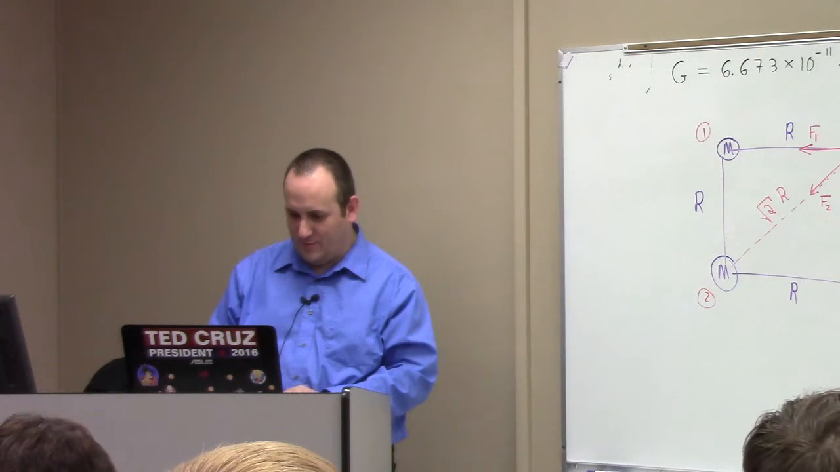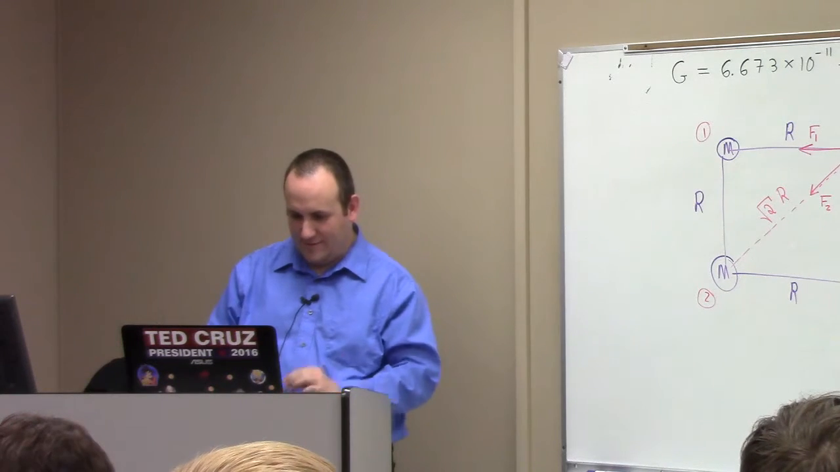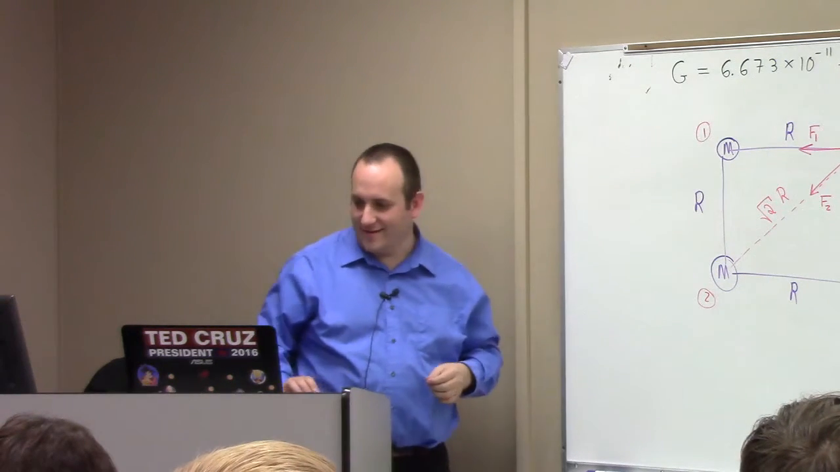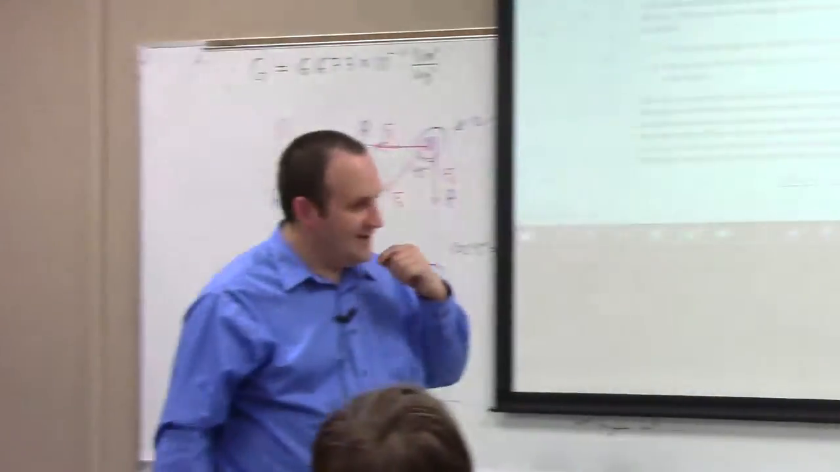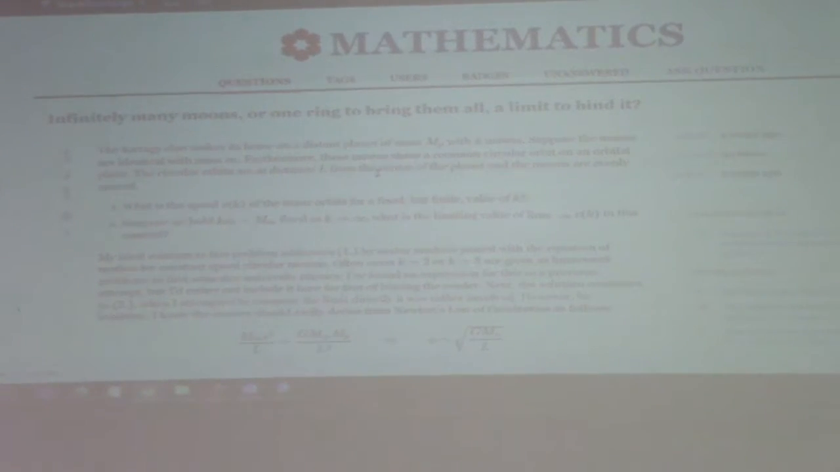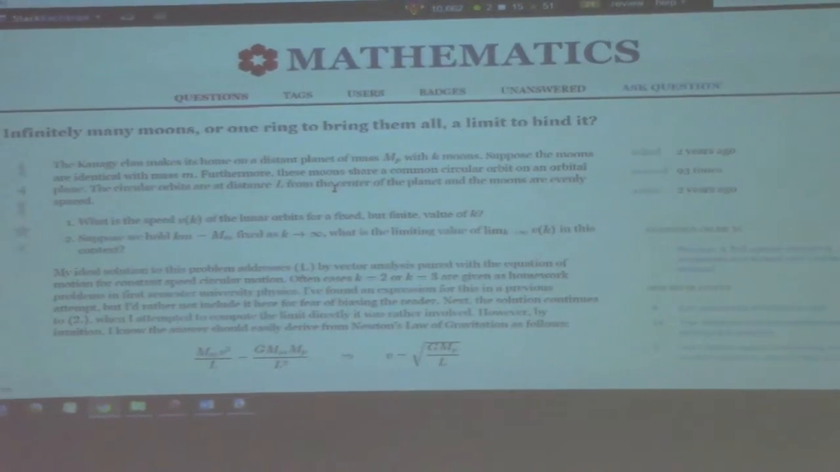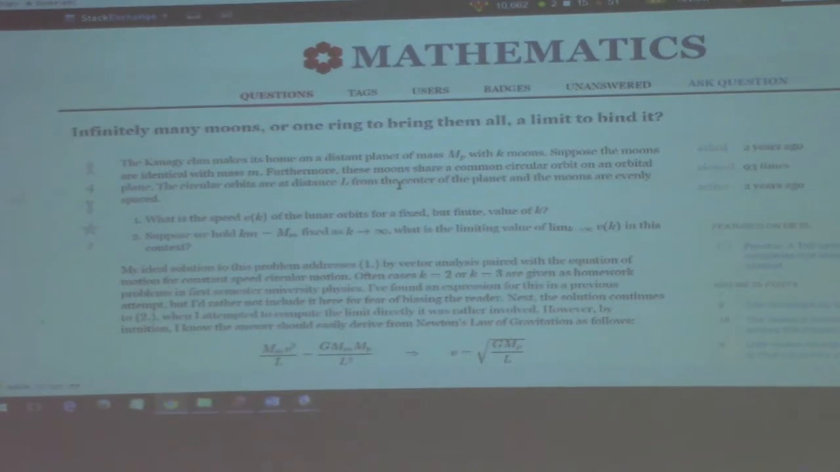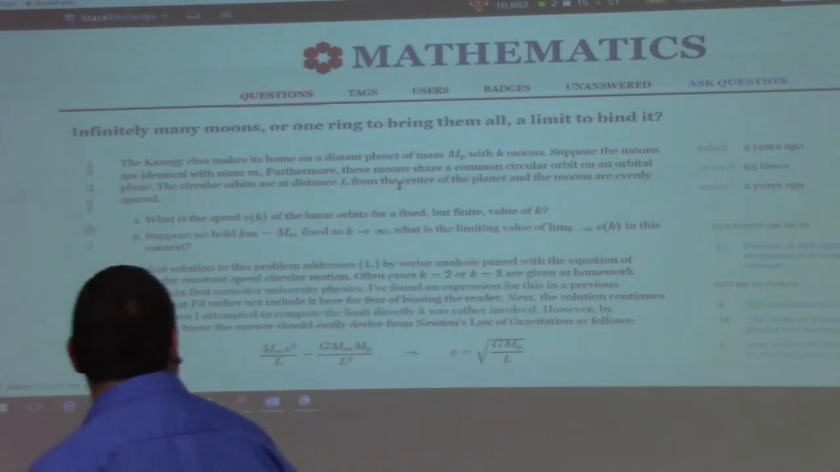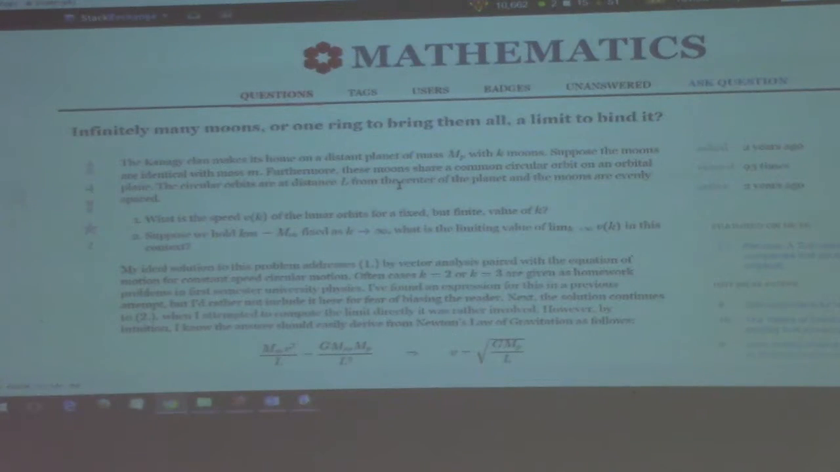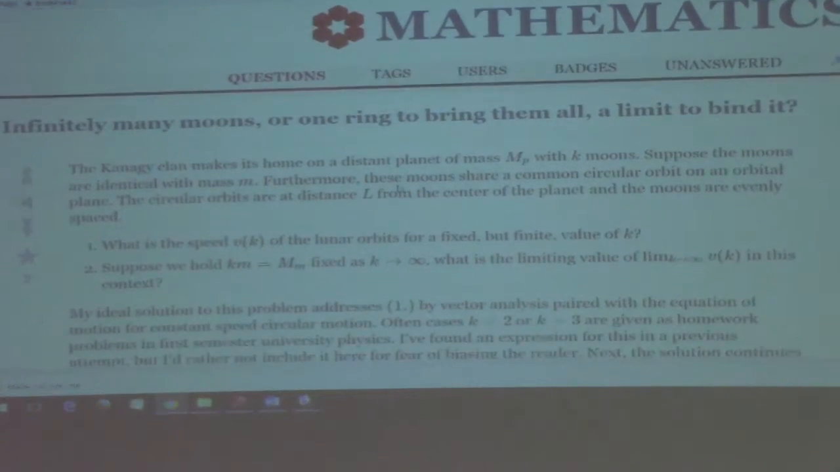Ah, there it is. Infinitely many moons or one ring to bind them. All right. Here's the problem as it appears. Carnegie was a student in the class that had this problem originally. I said, the Carnegie clan makes its home on a distant planet. Oh, I put a mass M in the middle of it. Did you make your title Lord of the Rings? Would I do that? That might have happened.